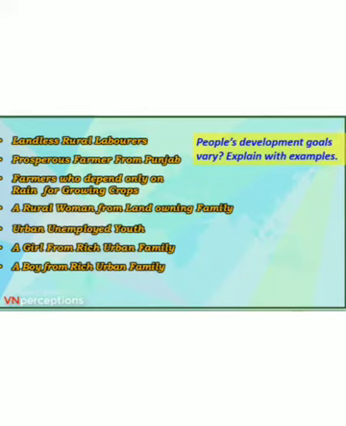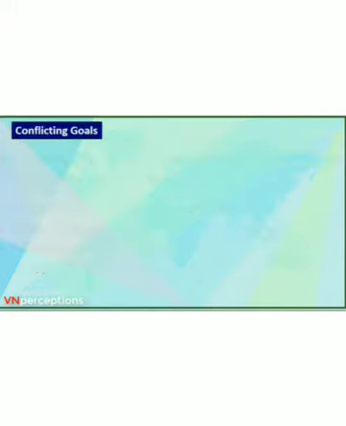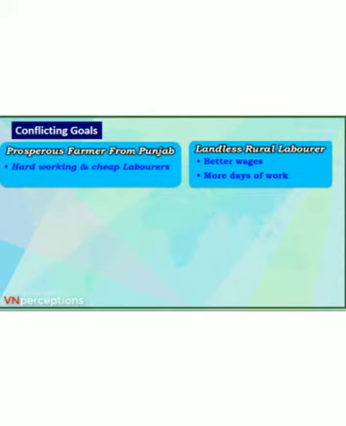On the other hand, if you look at this, any two may have conflicting goals. So the question is, explain how two groups may have conflicting notions of development. To understand that, we have already seen the prosperous farmer from Punjab and the landless rural laborer. So what is conflicting? On one side, it is hard working and cheap laborers. This is what is needed by the rich man. And the poor man requires better wages and more days of work, which is the opposite of it.